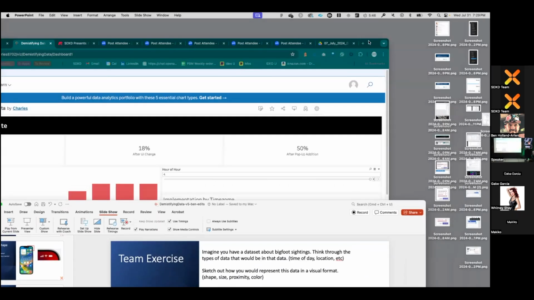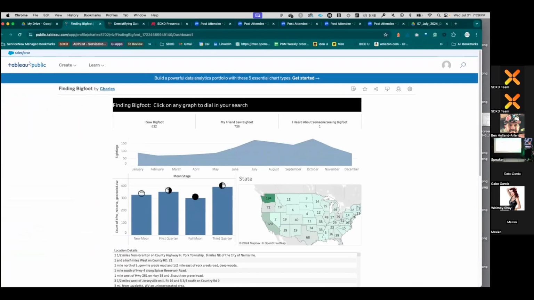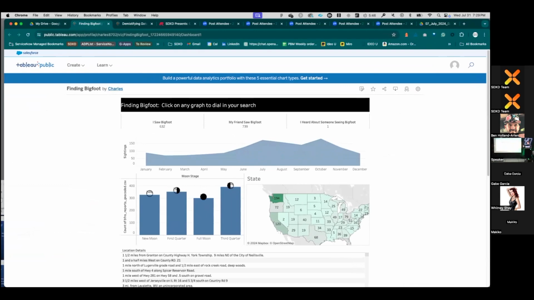There we go. So just to give you an example, what I did is there's a wonderful data set from a nonprofit where you can report sightings of Bigfoot. Once again, really important that we find him or her, because we have to make sure we get rid of this nightmare that's coming. I took that data set and saw that it's people who either saw Bigfoot themselves, their friend saw Bigfoot, or somebody heard about someone seeing Bigfoot.